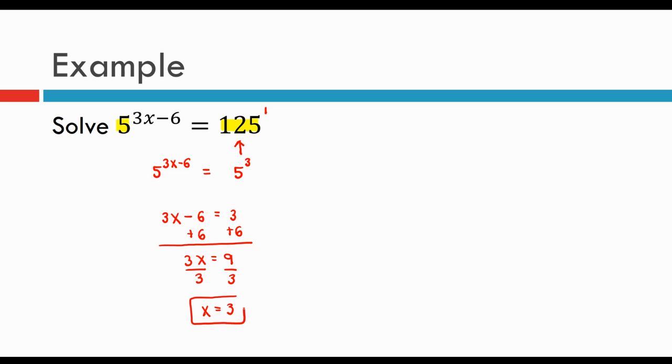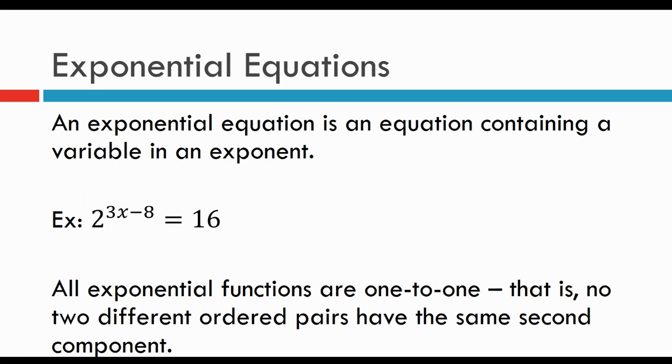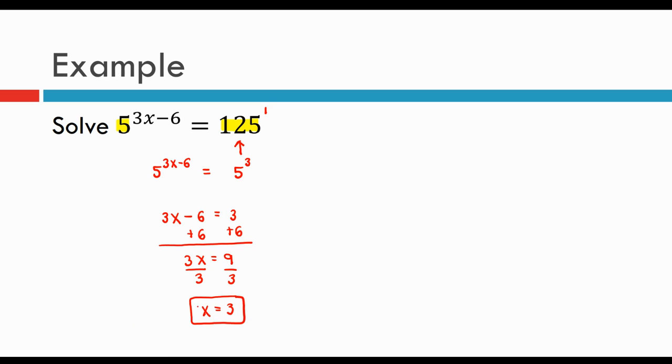And like I mentioned in the last slide, because we're dealing with one-to-one functions, we know that 3 will be our answer. It's unlike some of the other situations we've done in the past where you'd have to check your answer to make sure that it is a solution. Here, if we're dealing with exponential equations, the answer that we get will be our answer.